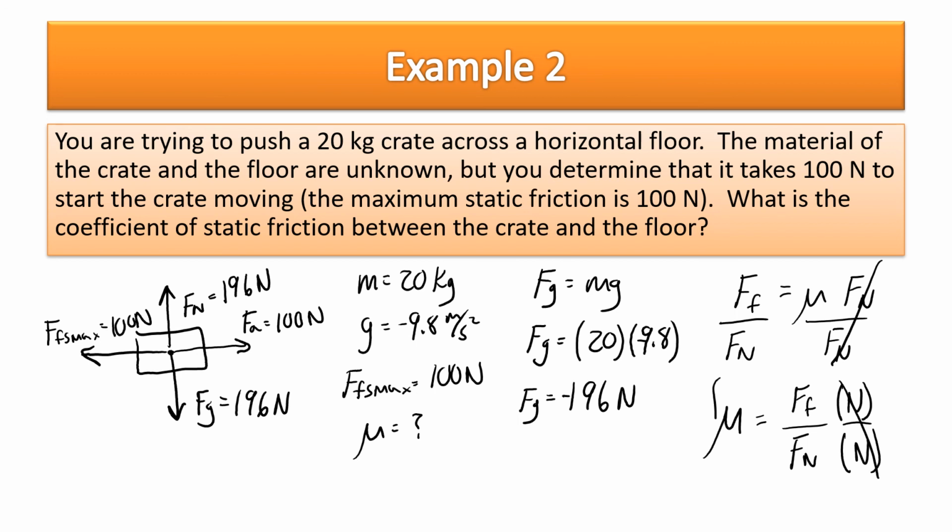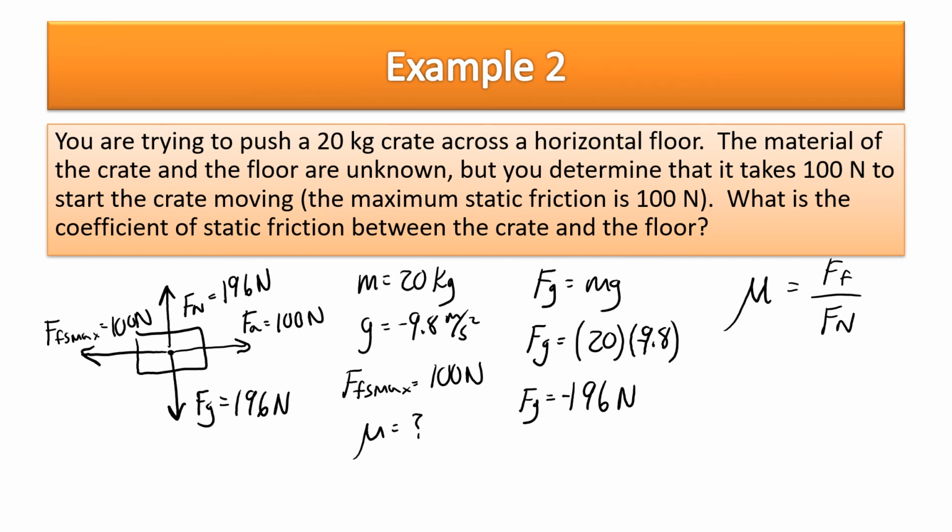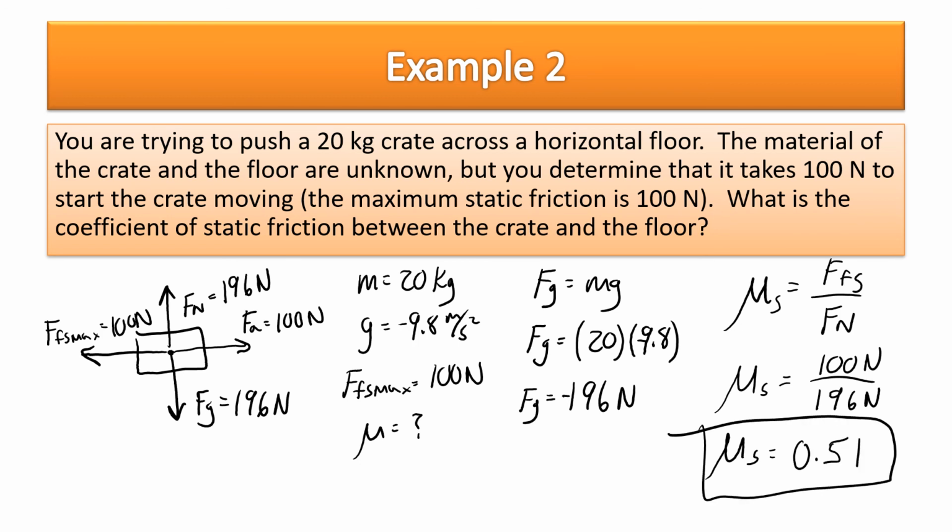So let's start with this version of the formula and then plug in our numbers. And remember, we're dealing with the static friction here. So the coefficient of static friction is equal to the frictional force, 100 newtons, divided by your normal force, which is 196 newtons. When you do that division, you get a coefficient of static friction of 0.51. And that's it. There's no units for this, again, because the newtons cancel out. So that's a pretty typical coefficient of friction between two surfaces. It's less than 1, so that's pretty reasonable. Okay.